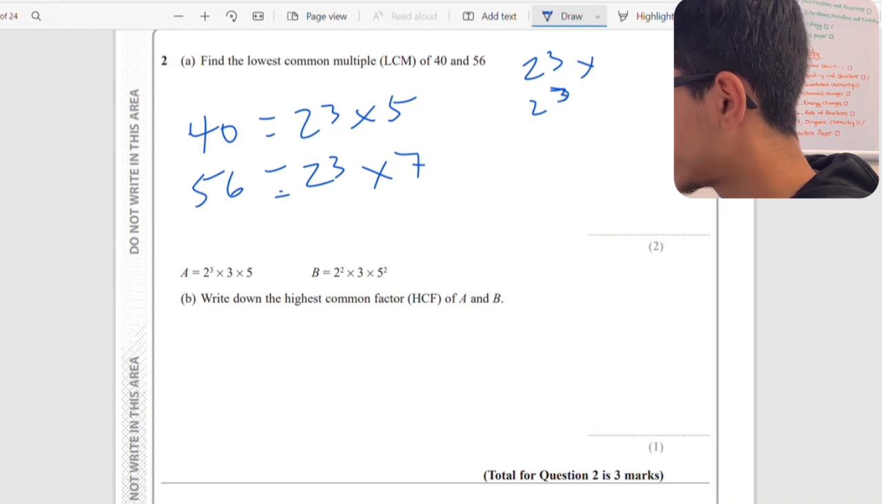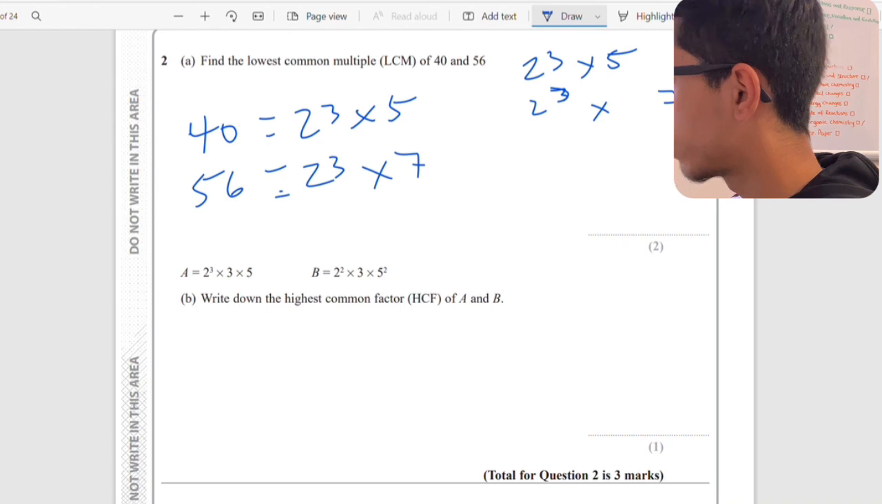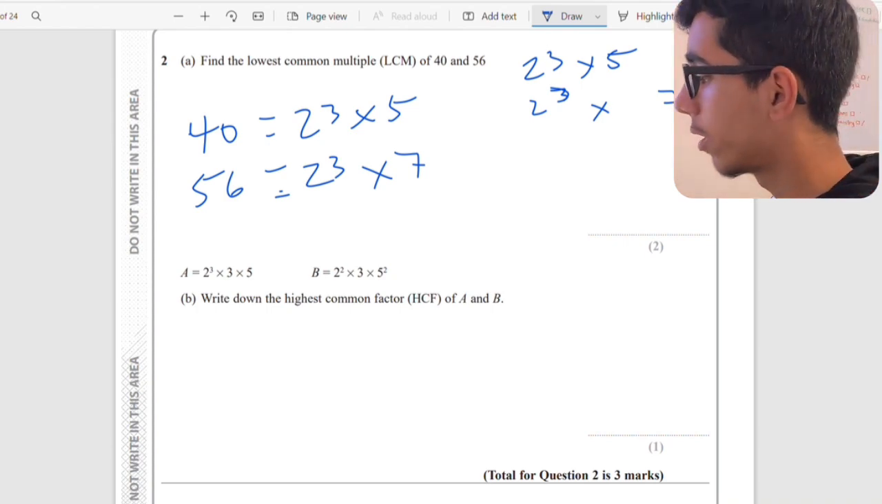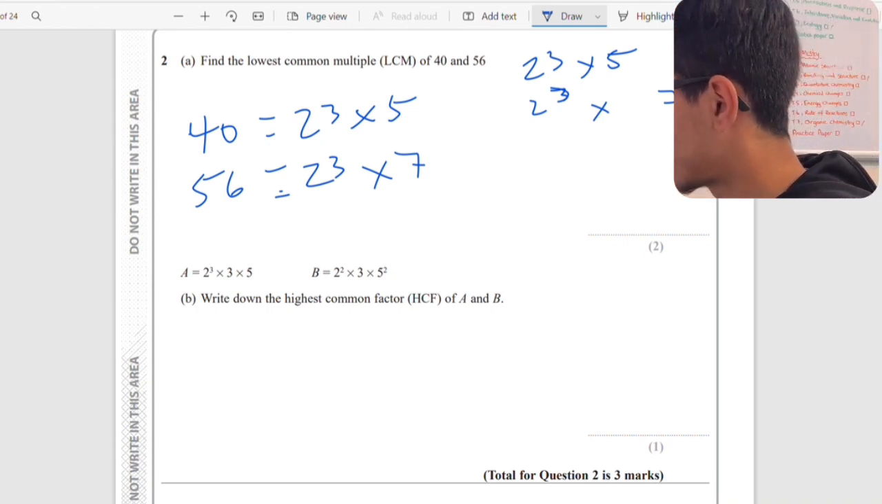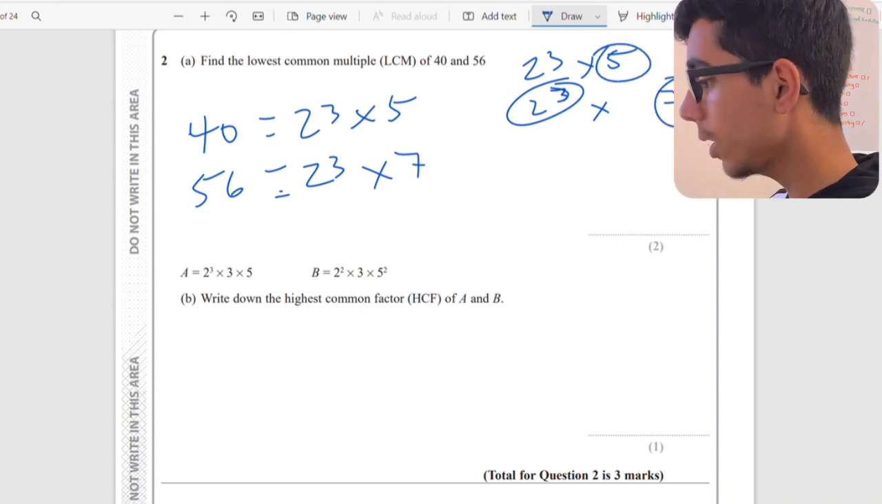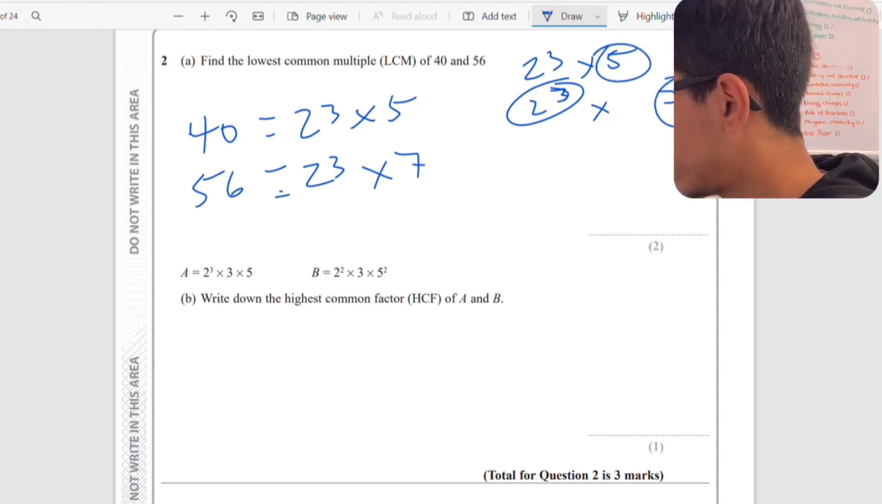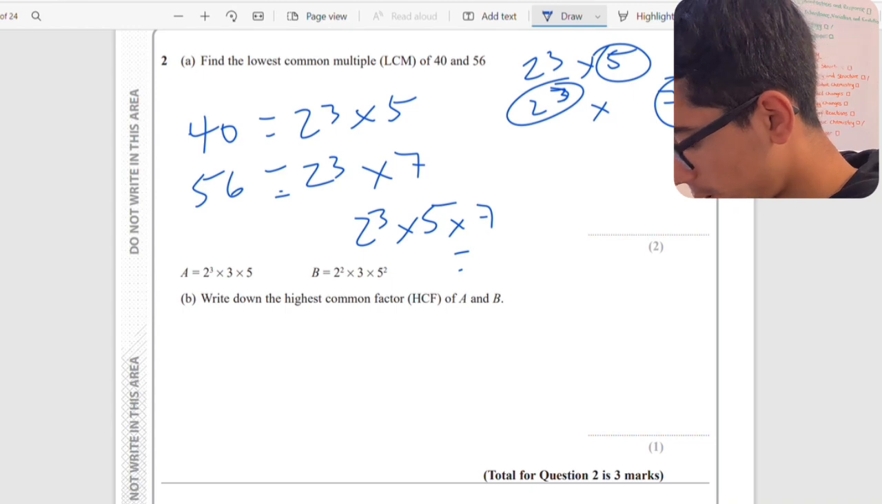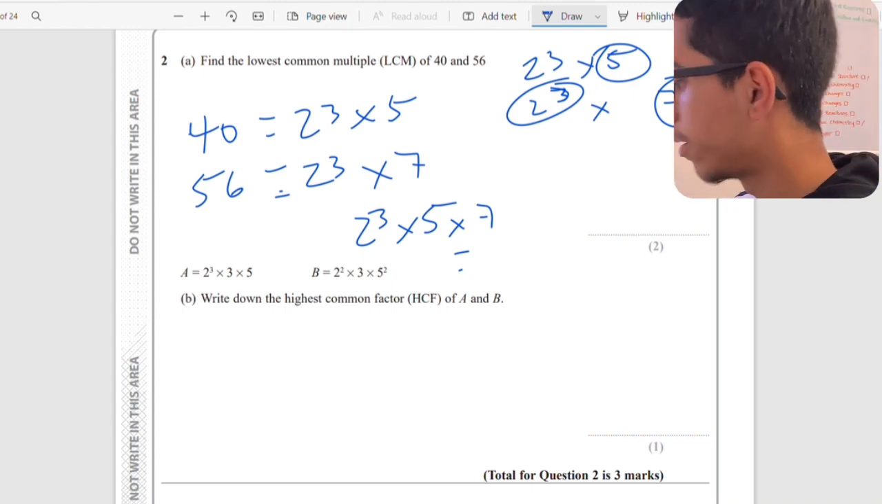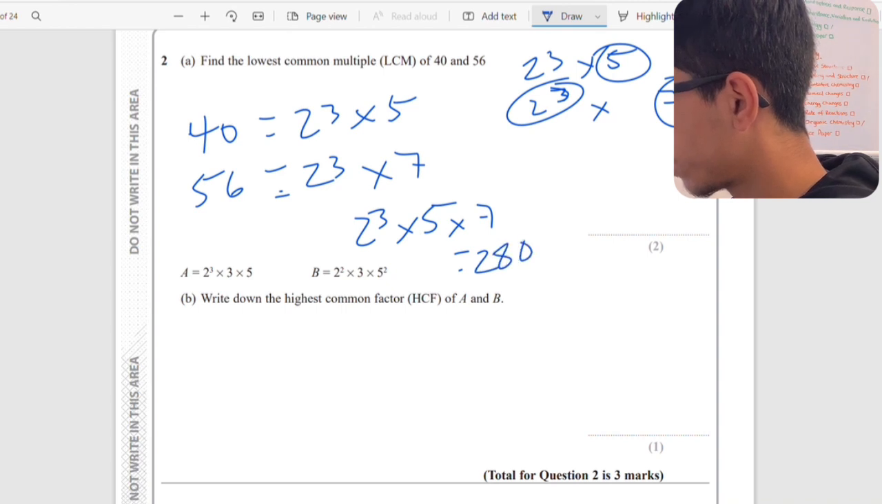Then you have to align the powers with the bases that are the same. Obviously 5 and 7 won't be in the same row because they're not the same bases. Then you find the winner and the loser, but if it's a draw, you circle one of them. So I'm going to circle the bottom one. That's the winner, and that's the winner. The lowest common multiple will be the circled ones. So 2 to the power of 3 multiplied by 5 multiplied by 7 equals 280. So that's the answer I'm going to put.